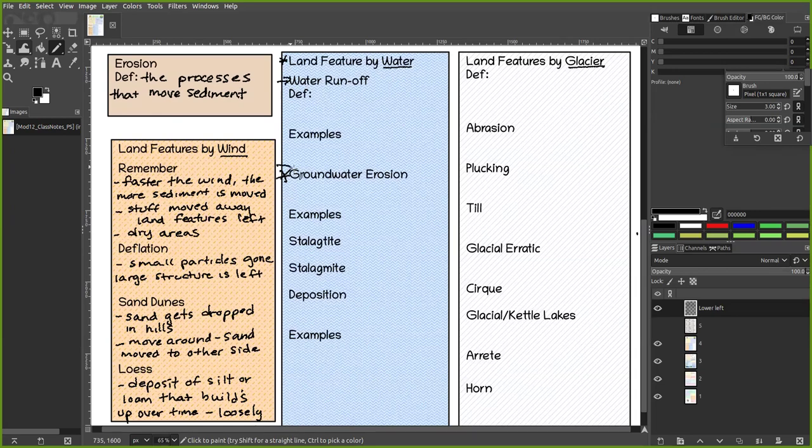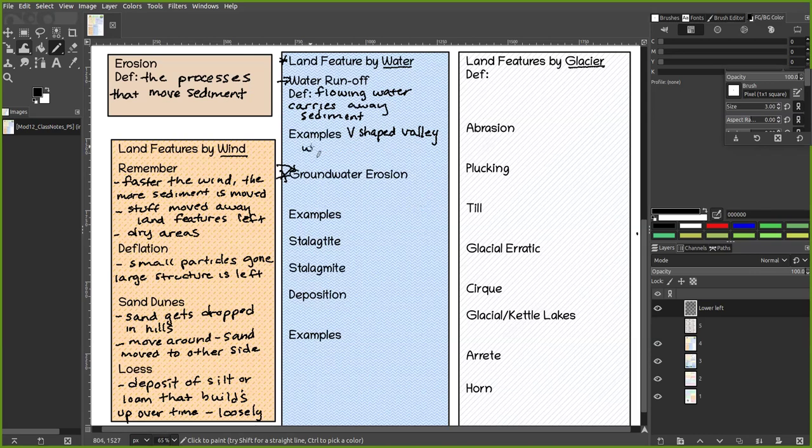Next, let's talk about land features left by water, both on top of the earth and under the earth in groundwater. So water runoff is just along the top of the surface, and this is what we see. So flowing water carries away sediment. Examples of this are when you see a V-shaped valley. Oftentimes, this has been created by water running through for a long time. It's just worn itself down, so now it's a V-shaped valley.